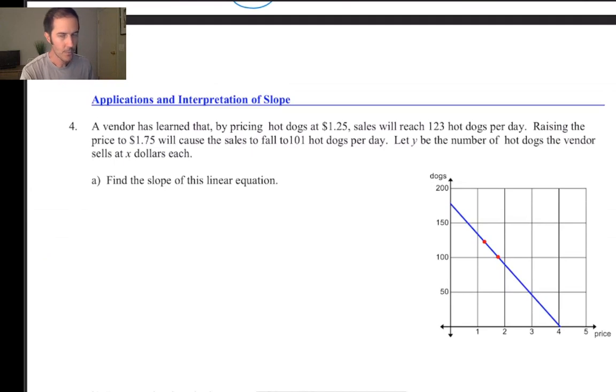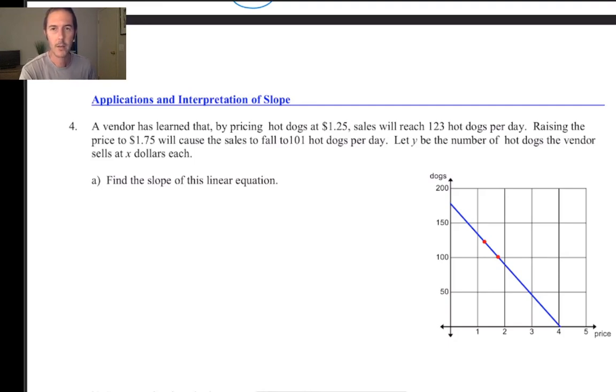In this application problem, we have a vendor who has learned that by pricing hot dogs at $1.25, their sales will reach 123 hot dogs per day. Raising the price to $1.75 is going to cause the sales to fall to 101 hot dogs. Well, at least they're slinging fewer hot dogs. I guess that's a good thing.